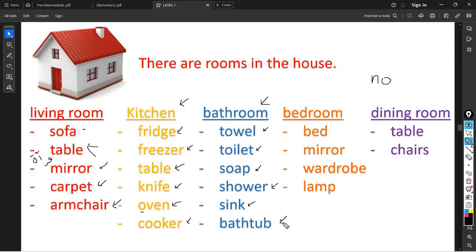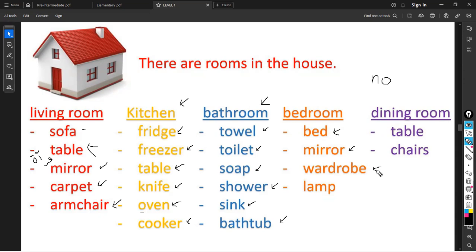Okay. Tagreed, can you hear me? Yes, I can. Please, I'm Tagreed. Let's talk about your bedroom. How many beds do you have in your bedroom? There are two beds. Amazing. How many mirrors do you have in your bedroom? There is one mirror. Amazing.